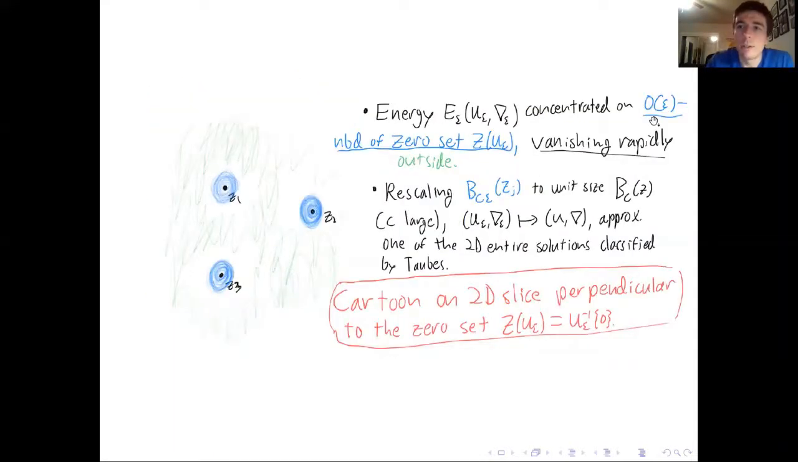Okay, so the cartoon in this case, it's not very detailed, but it's the same kind of cartoon we have for the Allen-Cahn. Somehow, all of the energy is concentrating in epsilon neighborhoods of the zero set. Here we're looking at a 2-dimensional slice, right? And vanishing rapidly outside. And moreover, if we rescale an epsilon ball to unit size, we see something that's looking like a model solution in Rn as epsilon goes to 0. And for a somehow generic point along our zero set, it'll look like a 2D model solution like those ones characterized by Taubes. So it's a really kind of strong analogy with the cartoon we had for the Allen-Cahn equations.